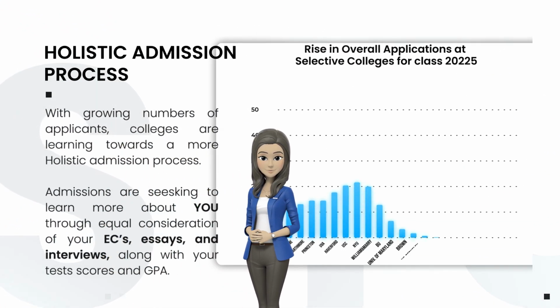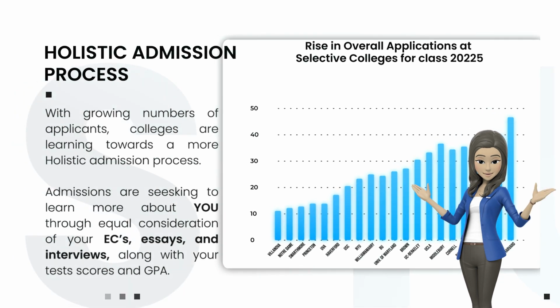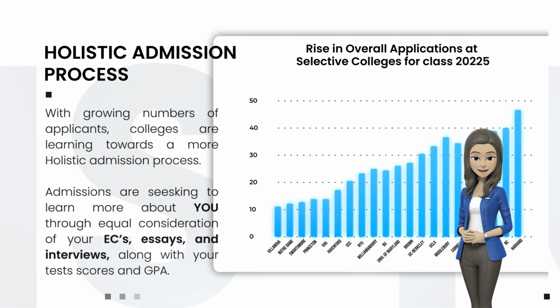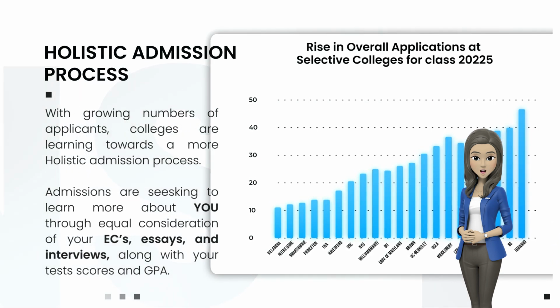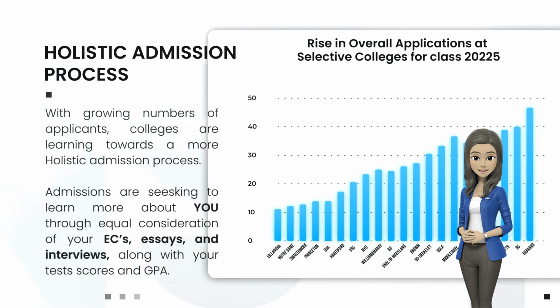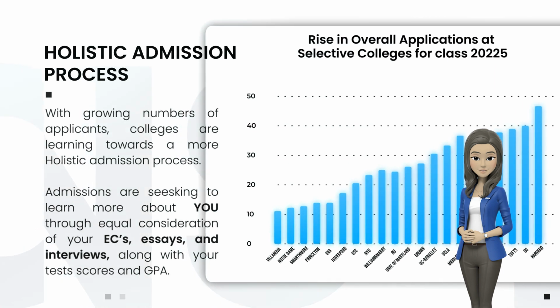With a growing number of applicants, colleges are leaning towards a more holistic admission process, which covers a lot more than just your grades or your SAT score or your ACT score. Admission officers are seeking to learn more about you through equal consideration of your extracurriculars, essays, and interviews, along with having high test scores and GPA, of course.